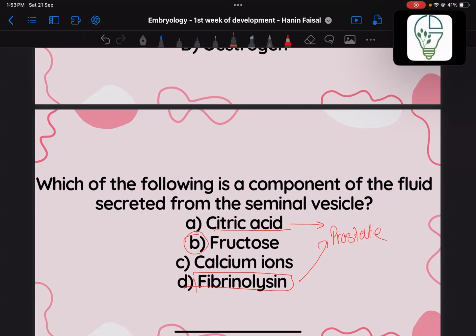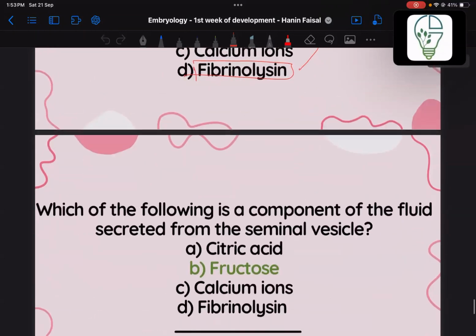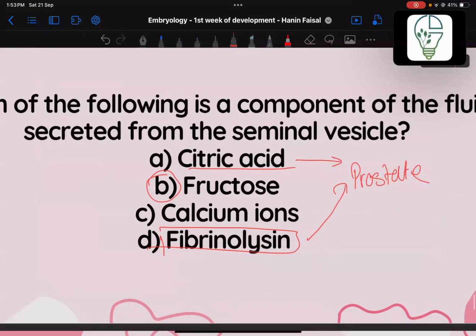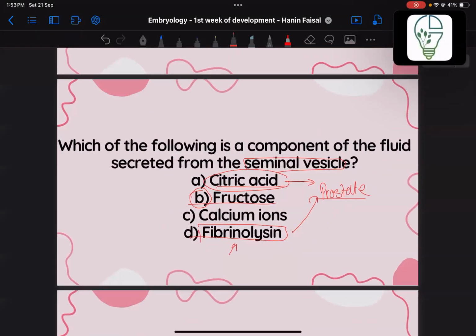You might think the questions are really easy, but I literally got those questions from previous finals. So there's nothing you should worry about. Okay, wait, let me repeat it. Citric acid is a component of the prostate, or fructose is the one that's going to be released from the seminal vesicle, and fibrinolysin is from the prostate as well. So the answer here is fructose. If they ask you about the prostate, it can either be A or D.